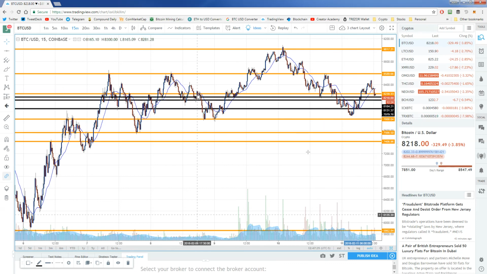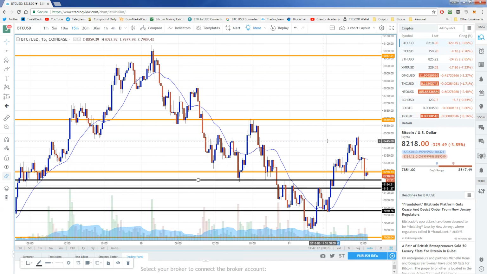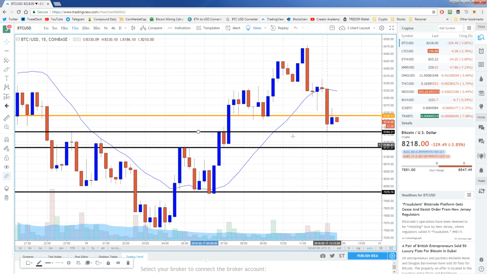There's a big layer here for us to go down, but before I get there, I'm looking at this area as an important area. So hope that helps you guys.